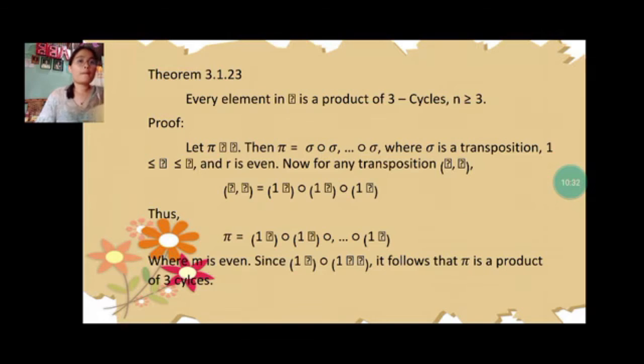So, theorem 3.1.23. Every element in A sub n is a product of 3 cycles, n is greater than or equal to 3. Proof. Let pi be an element of A sub n. Then, pi is equal to sigma 1 composed with sigma 2 up to composed with sigma r, where each sigma i is a transposition, 1 is less than or equal to i, less than or equal to r, and r is even.